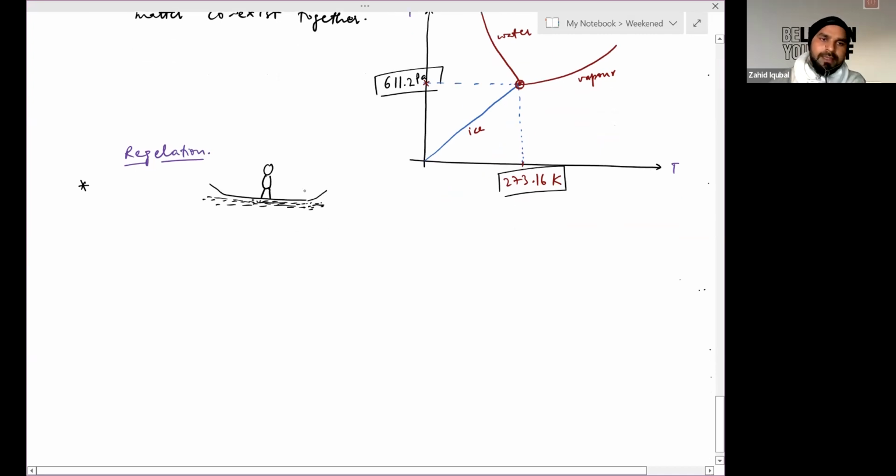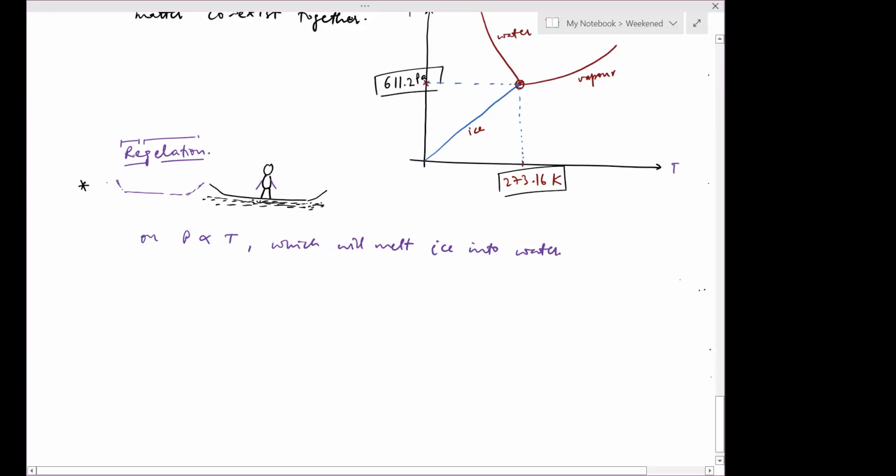Why is it regelation? Suppose at first, on applying pressure, the temperature below it increases, which will melt ice into water. Further, on moving from this part to some new position, let's say this man has moved to this point, the water formed by applying pressure now gets in contact with surrounding ice. So again, it refreezes into ice. That's why it is called regelation. Is it clear?